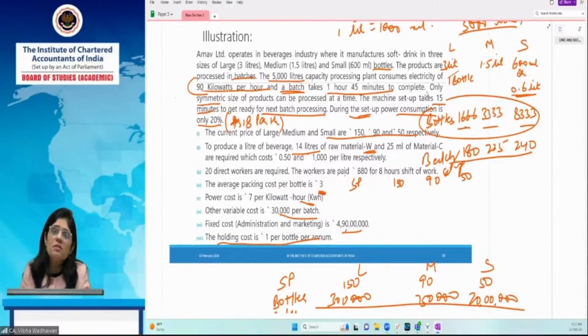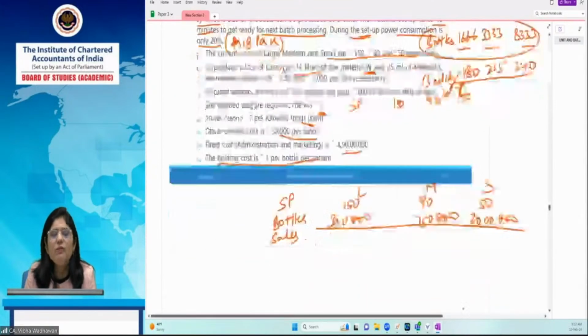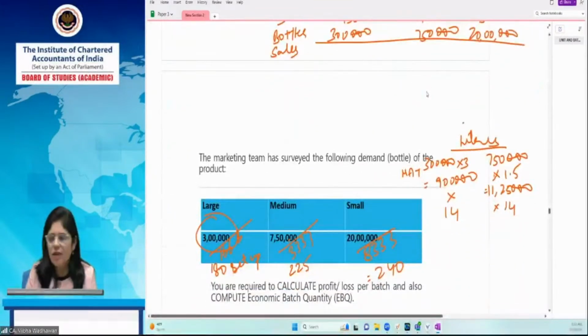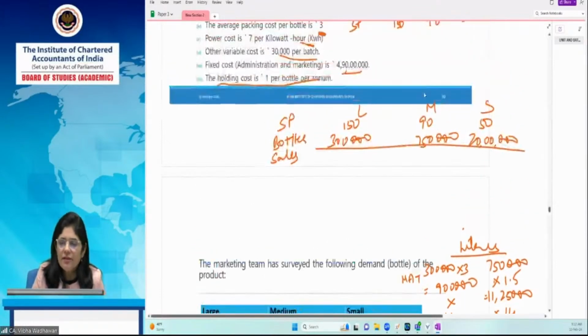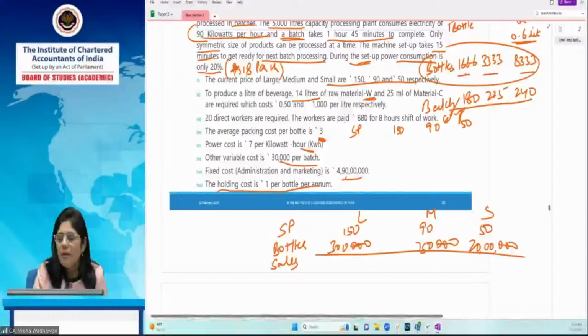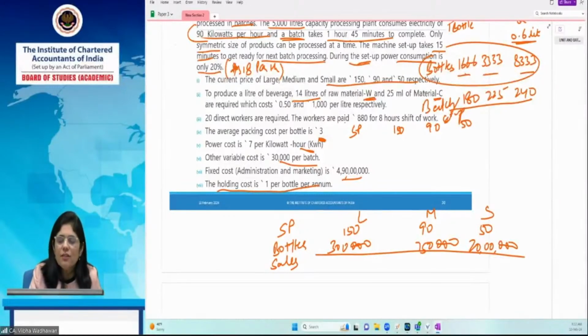Then in those many liters, 14 liters of raw material per liter will go. So this is how we have done. So the total material in liters of W is there. Then they have another material. Material C. In material C, 25 ml will go. 25 ml. So 25 ml is how much liter? 25 divided by 1000. 0.025 liters.